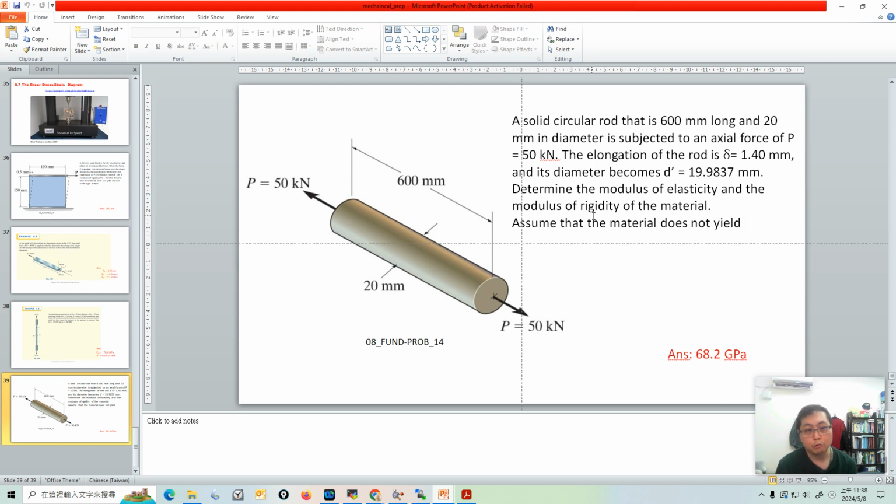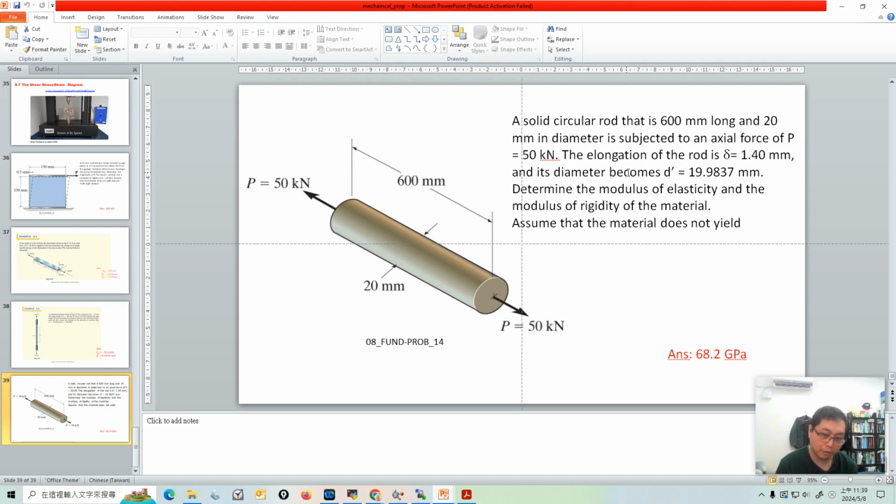Yes, but the modulus of rigidity, in my opinion, it's better to call it shear modulus. So this problem description is used to determine the elastic modulus and shear modulus of the material. And we assume the material does not yield.